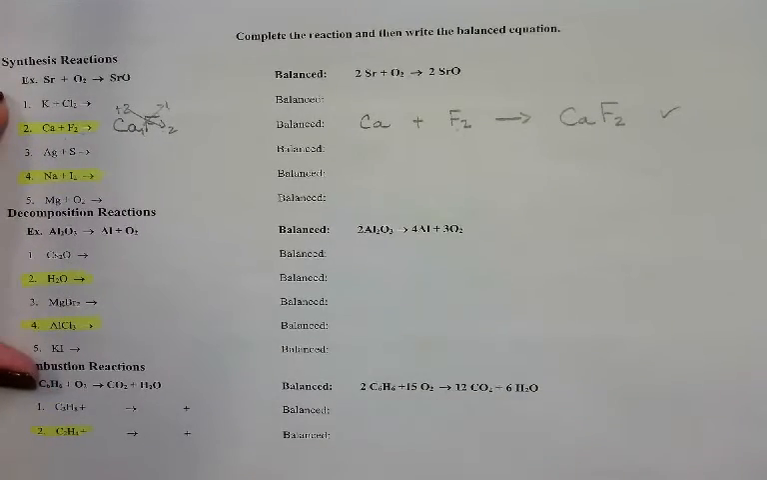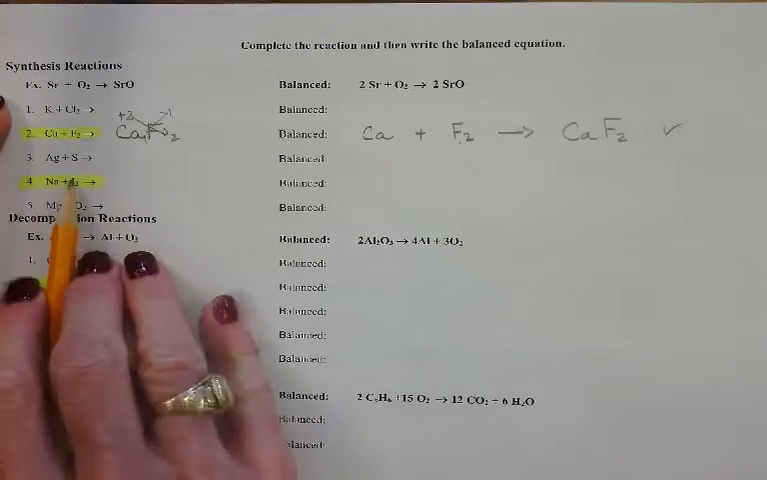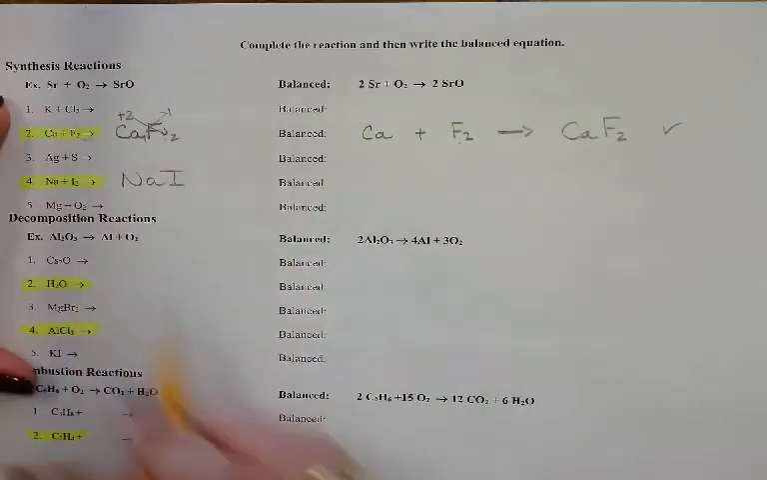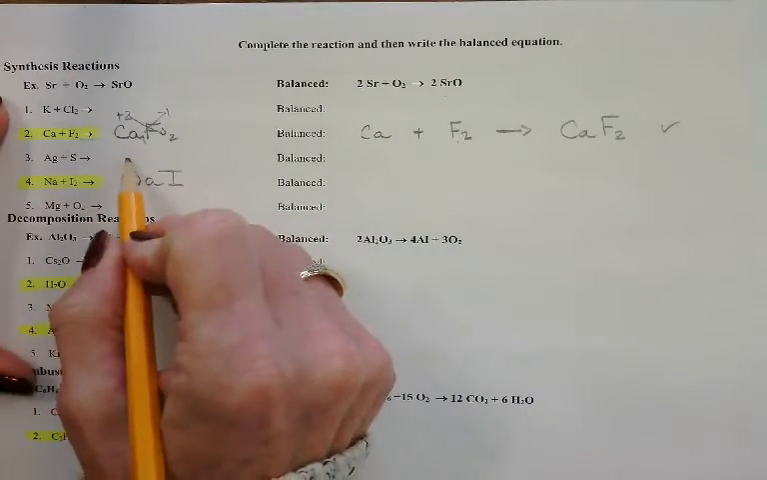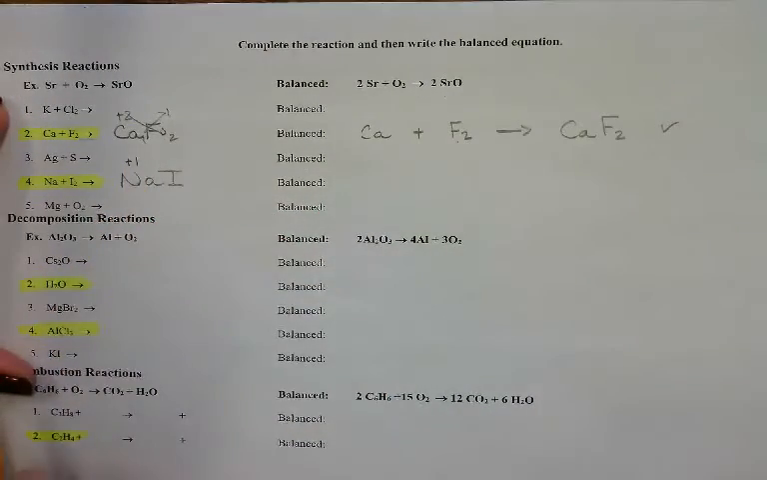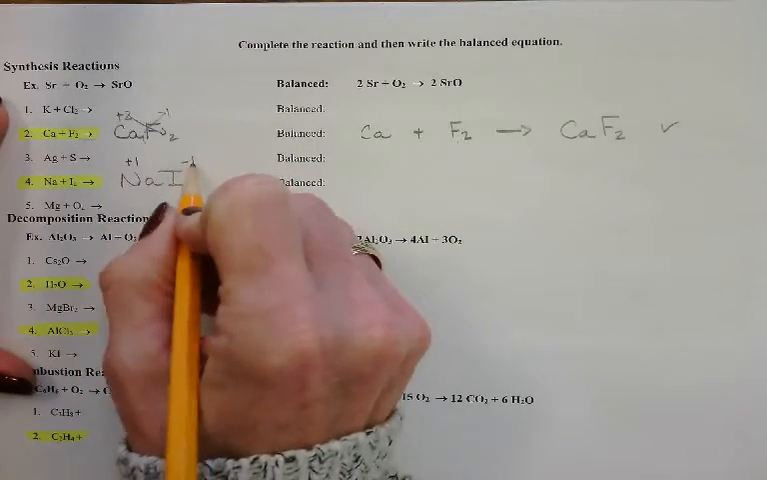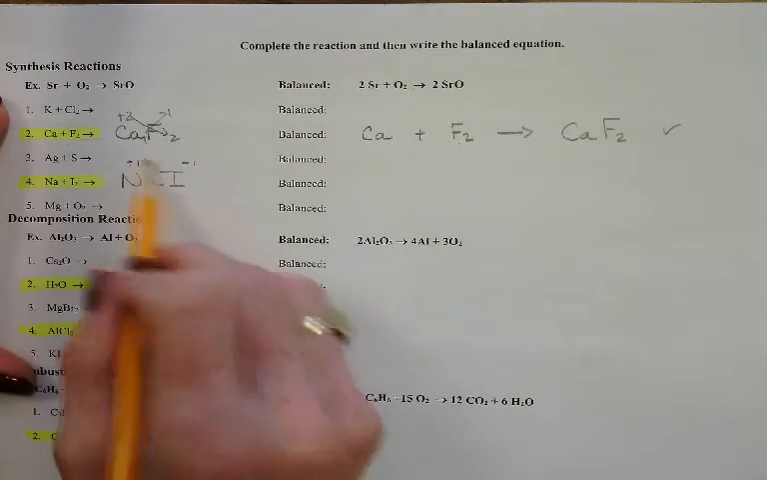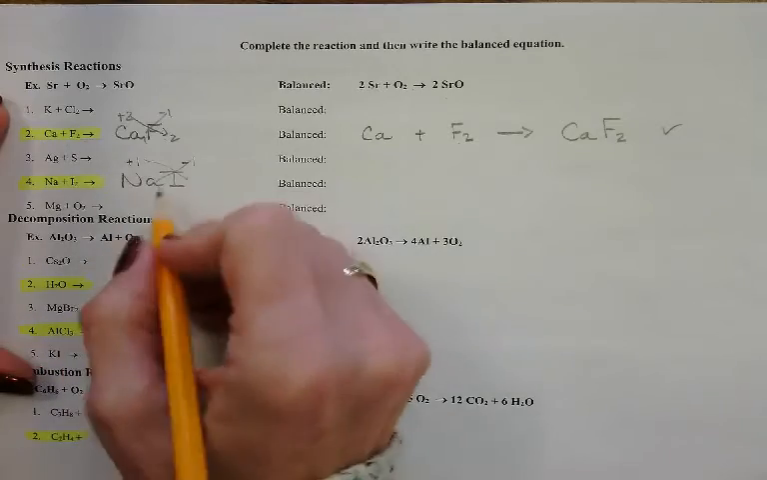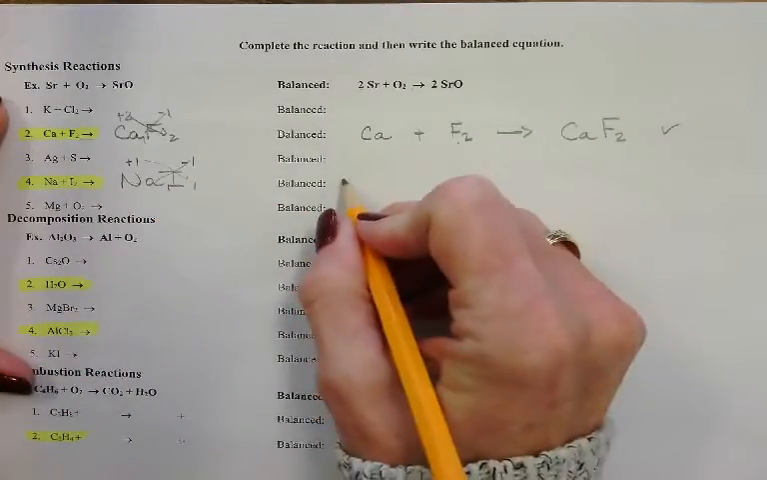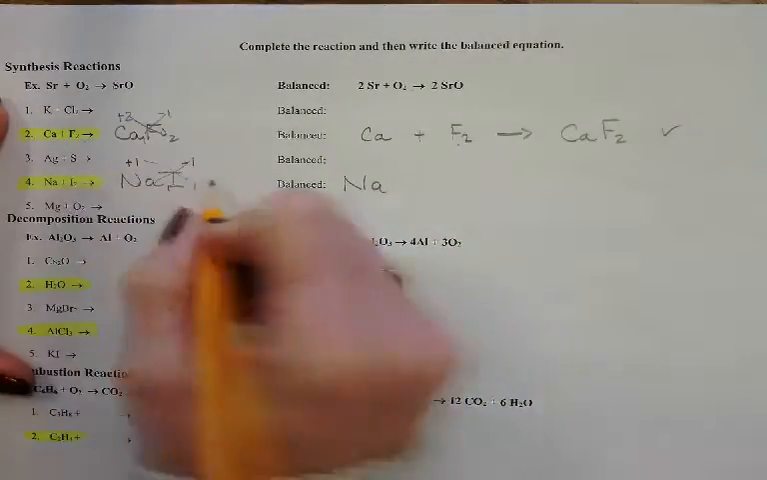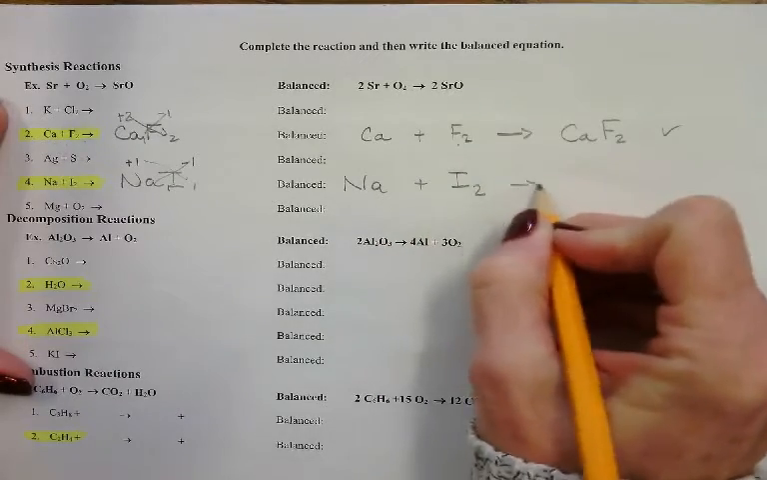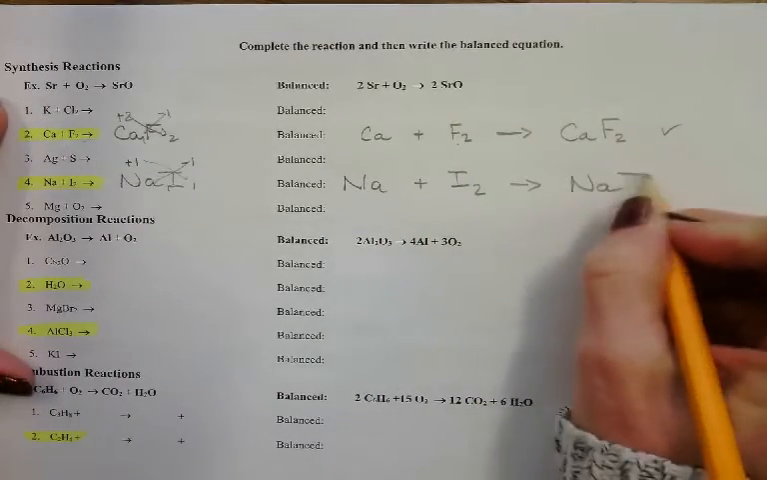Alright, so next one. Sodium plus iodine. Well, sodium plus iodine is going to make some sodium iodide. Sodium's oxidation number, it's in group 1, so it's always +1. Iodine is a halogen, it's group 7, so it has an oxidation number of -1. So when I crisscross those, I'm going to get 1 and 1. Okay, so to balance it, I'm going to copy over what I have here. Sodium plus diatomic iodine yields sodium iodide.